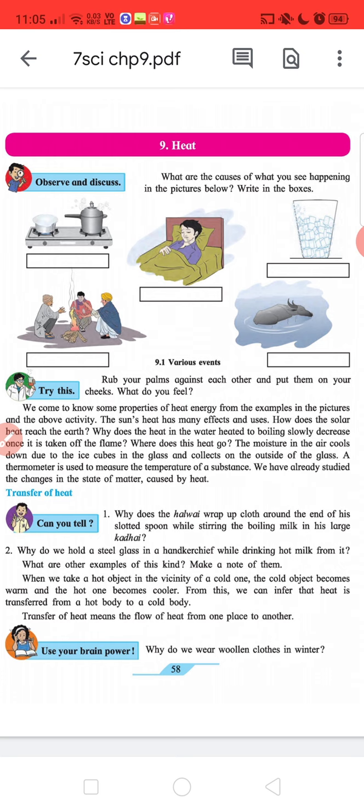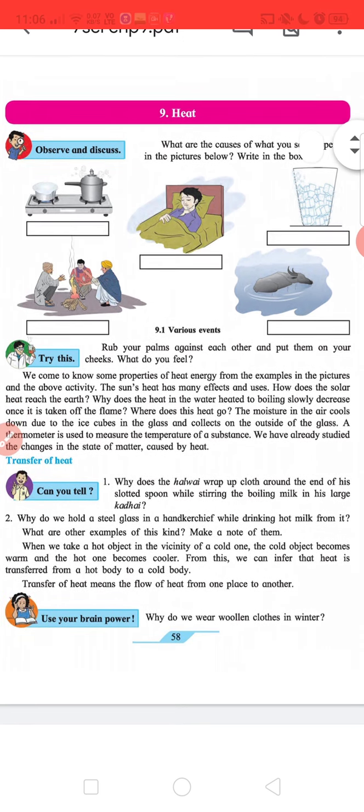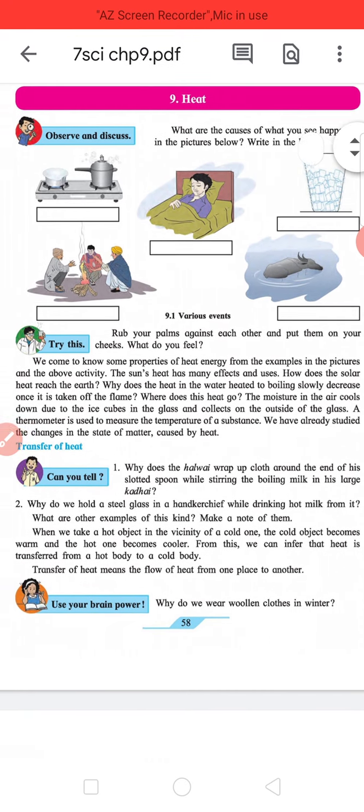Heading: Transfer of heat. Subheading: Can you tell? 1. Why does the halwai wrap the cloth around the end of his slotted spoon while stirring the boiled milk in his large kadai? 2. Why do we hold a steel glass in a handkerchief while drinking hot milk from it? What are other examples of this kind? Make a note of them.